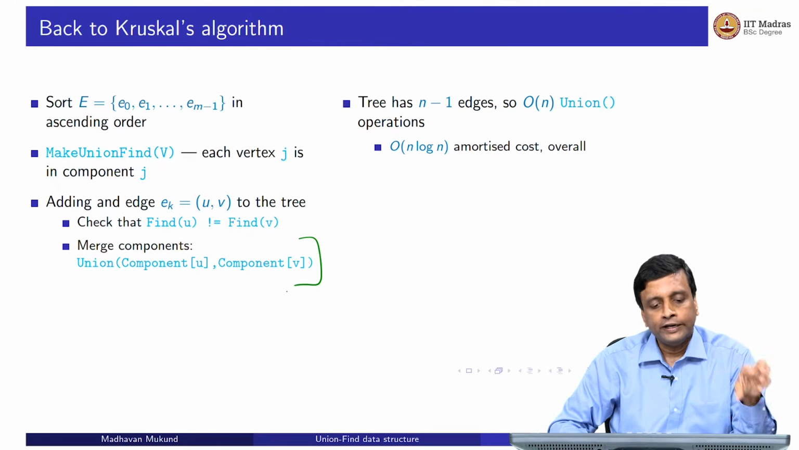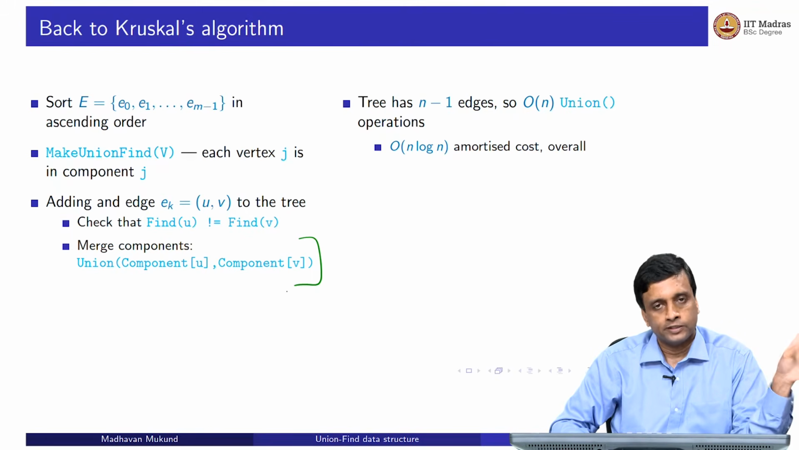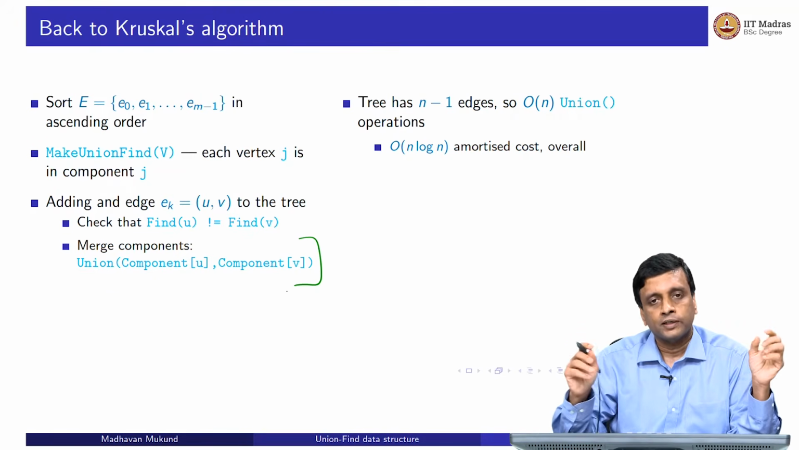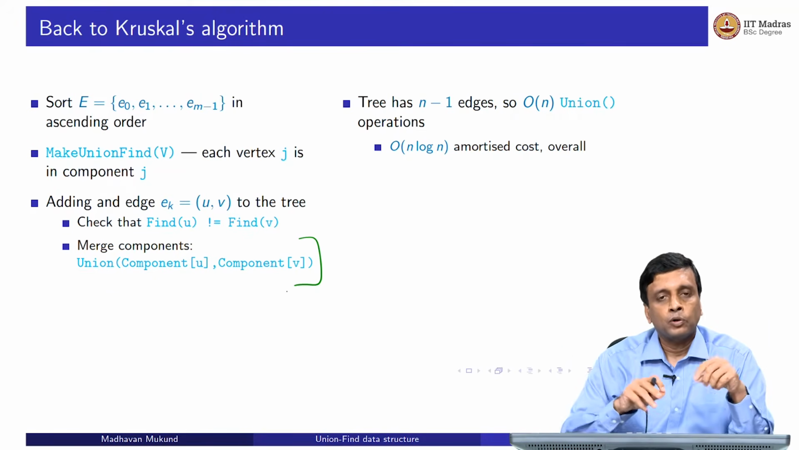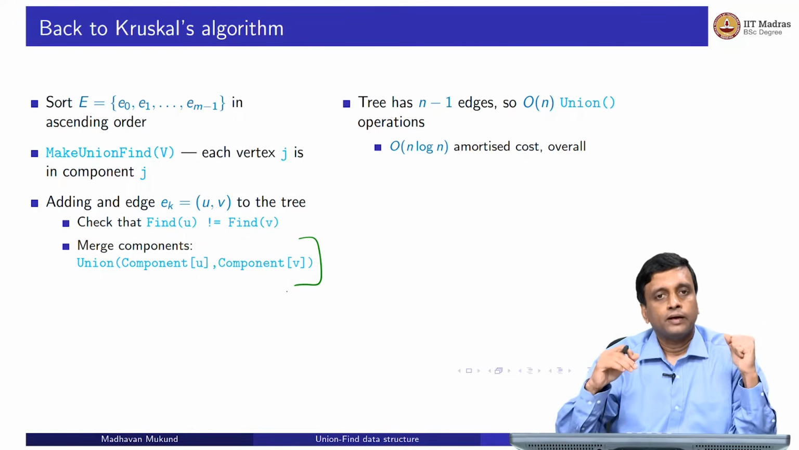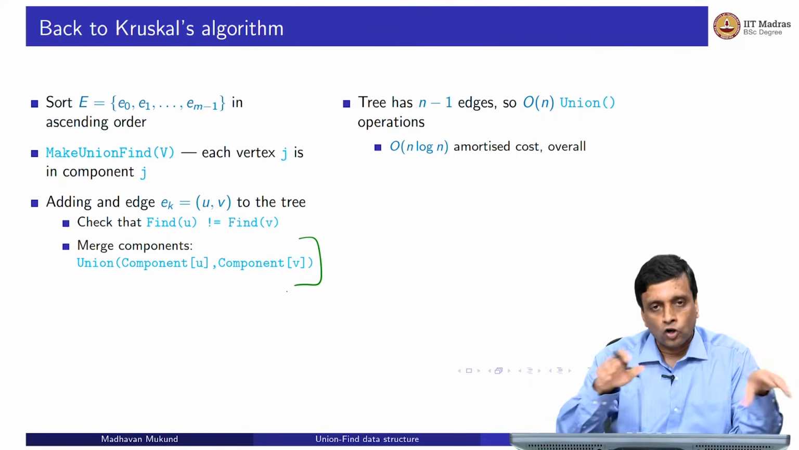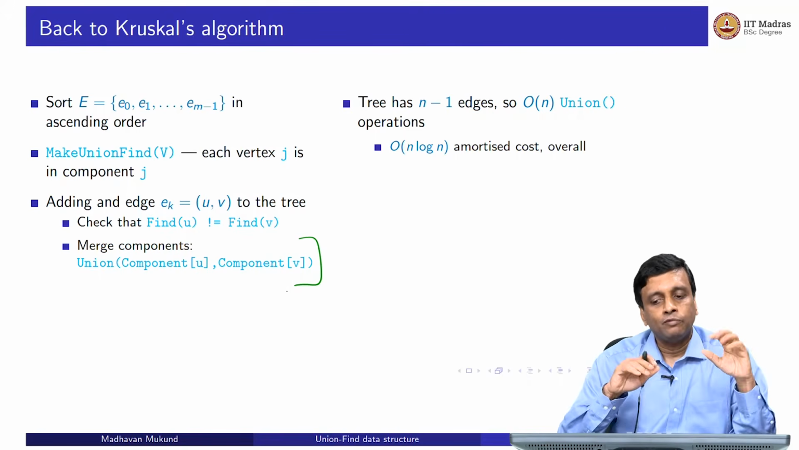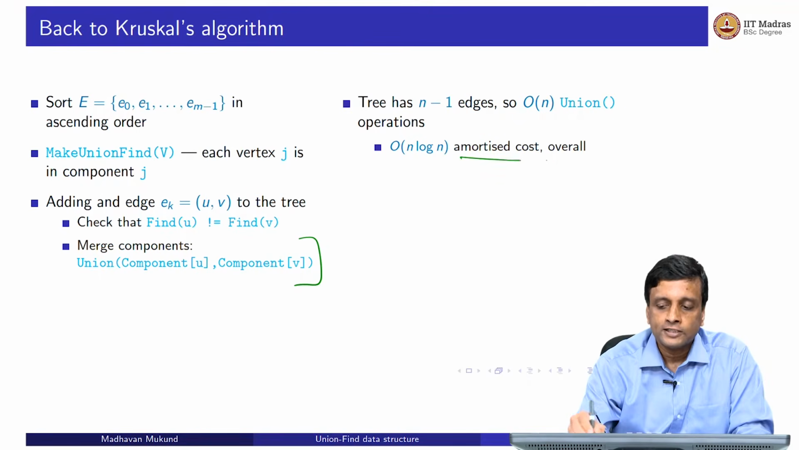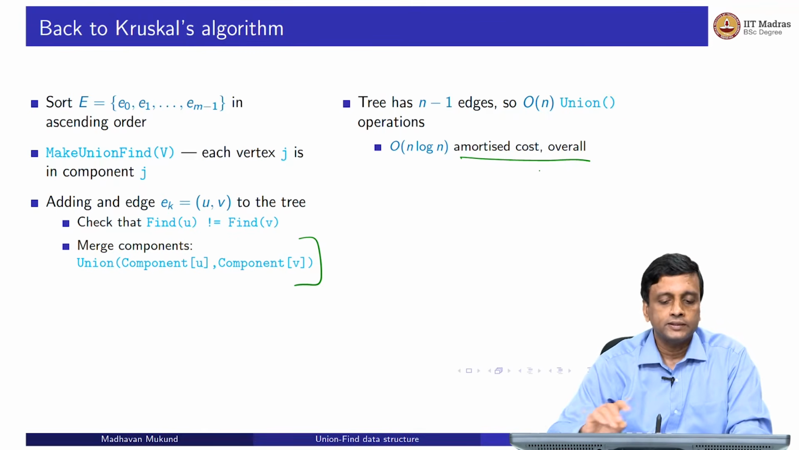Remember that if find u turns out to be find v, we just throw away the edge, so we don't have to do anything. Only when find u is not equal to find v, when they are in two different components, we have to do a merge. But now what we are saying is that the overall cost of these merges, there will be n of them, will be n log n. So this is the amortized cost overall of the union operations.